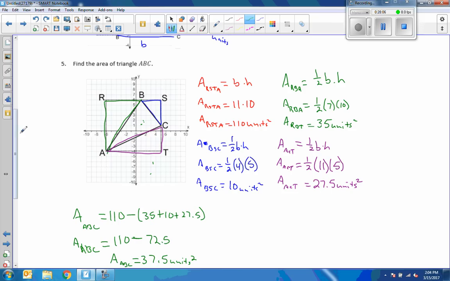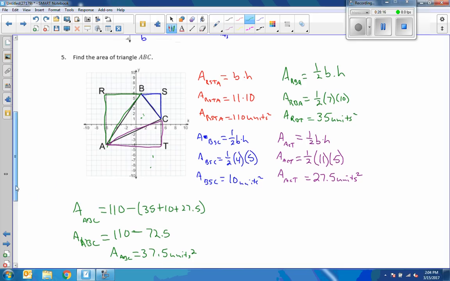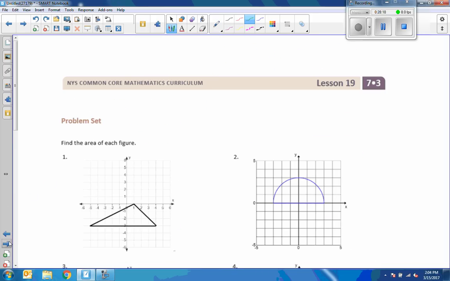Okay? Take the whole thing, subtract the 3 other triangles. That gives us the triangle in the middle that had no base or height that was straight vertical or horizontal, I should say.